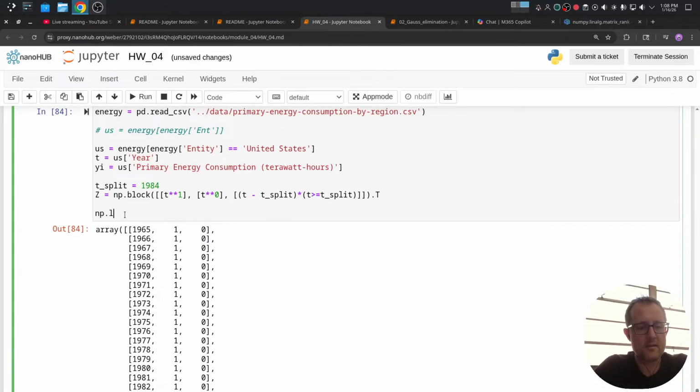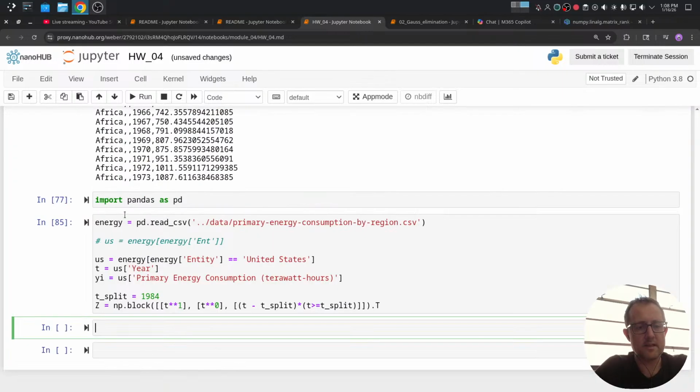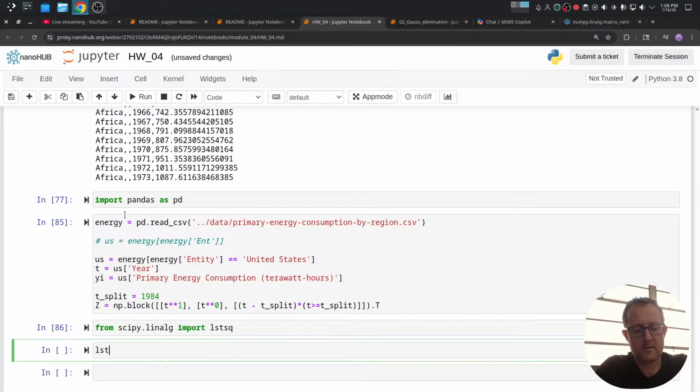And then I saw some people use, all right, so let's leave Z like that, and then we'll say from scipy.linalg import lstsq of Z and YI.